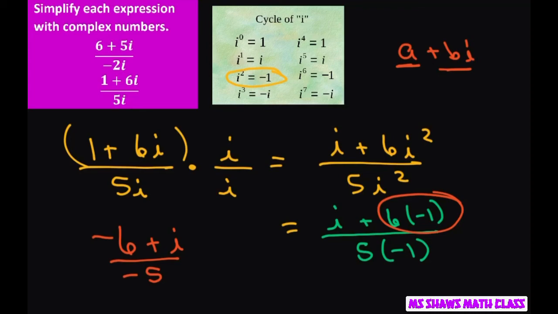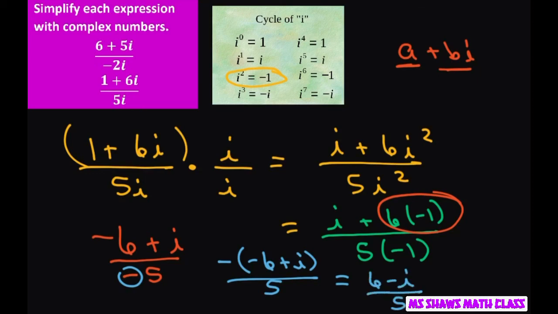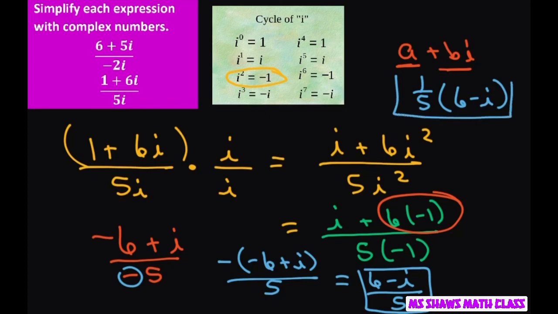What I would do for this one is we don't like negatives in the denominator. So I would put that in the numerator. Get it out of the denominator. And then fix your numerator. That's going to be (6 minus i) divided by 5. Or you could say 1/5 times (6 minus i). And that's a nice way to write it.